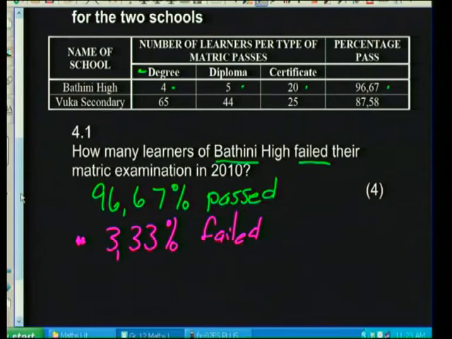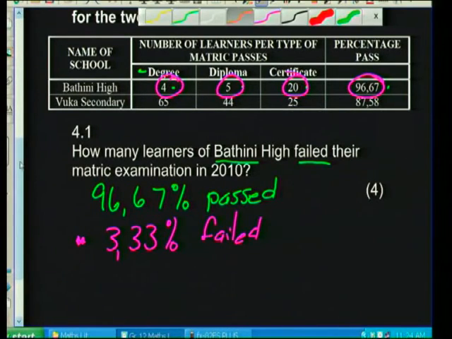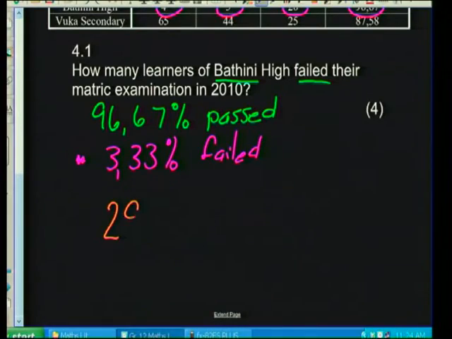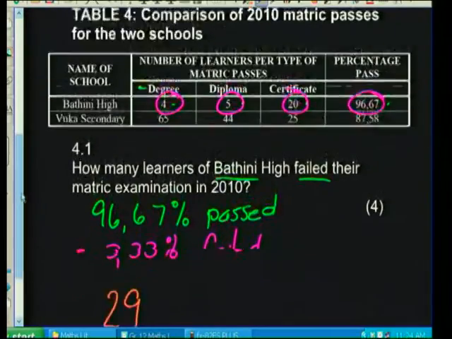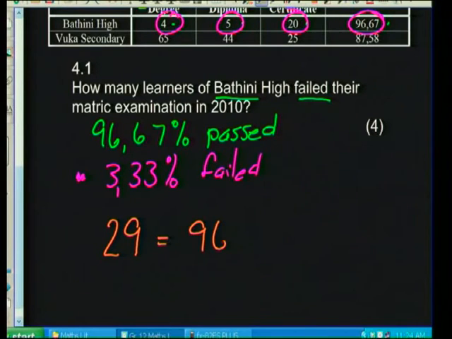But in actual fact, I haven't been given the total of how many learners there are at Bethany High School. But what I do know is if I add these up, my 4 and my 5 and my 20, because that's all the different ways that you can get a matric pass, I know that that represents 96.67. So let's write that fact out. Let's add that. So it's 4 plus 5 plus 20. I think in this case we need a calculator. Well, the whole lesson I've been saying use your calculator. We've got 29 learners that represent 96.67%.